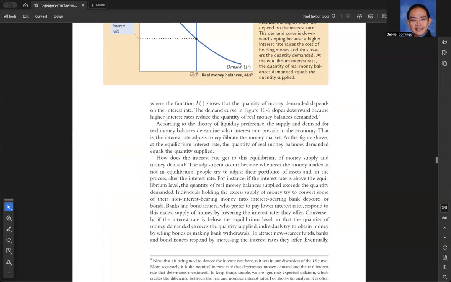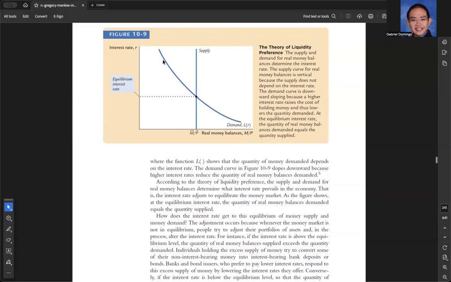Let's continue with the theory because we're not quite done. According to the theory of liquidity preference, the supply and demand for real money balances determine what interest rate prevails in the economy. That is, the interest rate adjusts to equilibrate the money market. The demand for money is, for now, simplified to be purely a function of r, and it's downward sloping because r is the price of holding or demanding money. The lower r is, the lower the price of holding money, and therefore you want to hold more real money balances. The opposite is true when the interest rate is high.